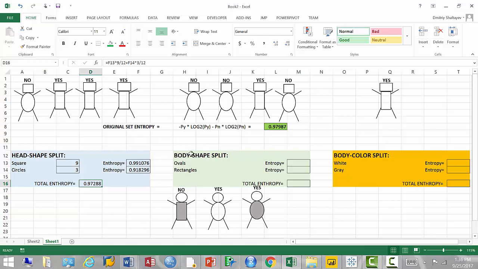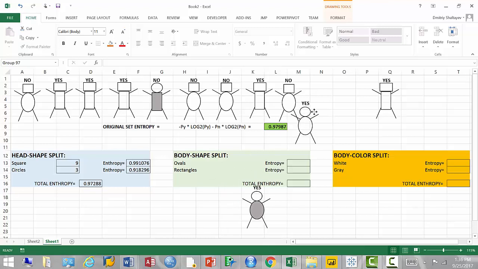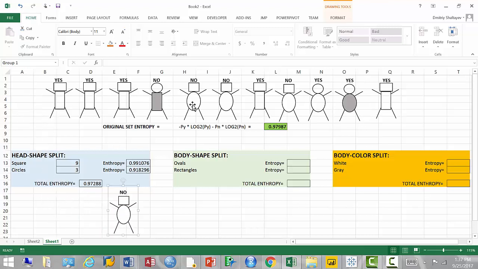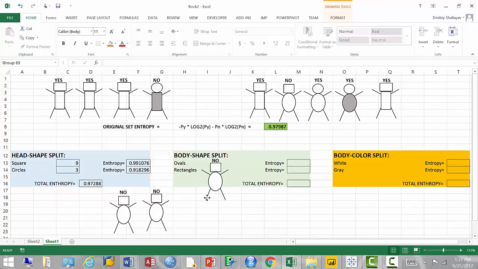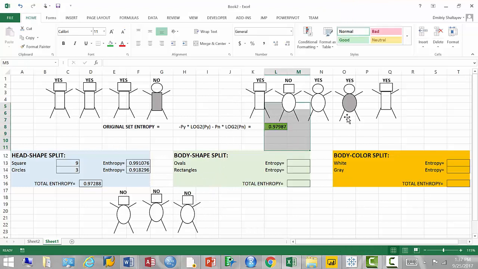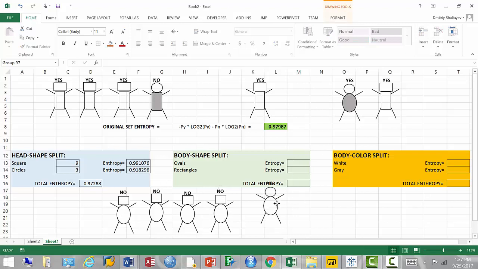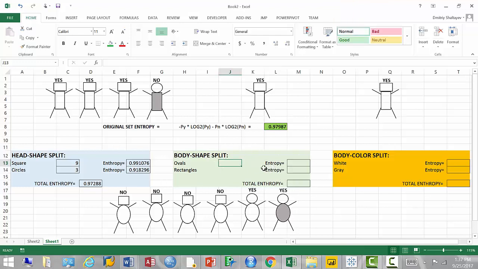Well, let me now explore the body shape split, okay? So I'm going to put these poor people back to their bodies, right? Okay, and let's explore the body shape. Body shape, I have ovals versus rectangles, right? So what's easier for me to move, ovals or rectangles? Doesn't matter because it's 6 versus 6, right? Okay, well, let's move ovals down here. And that one as well, and that one as well, and that one. Oopsie. Okay, and that one as well. All right. So ovals are 6, and the rectangles are 6, right?